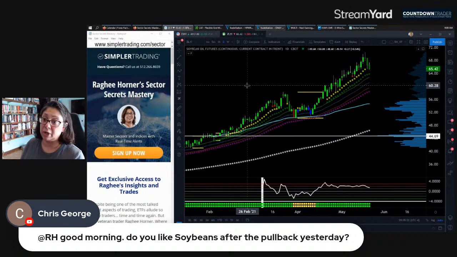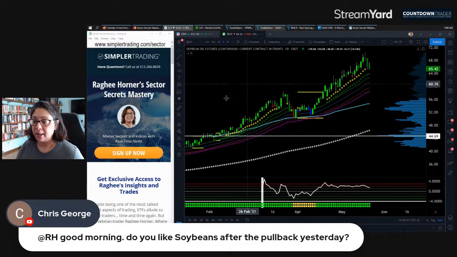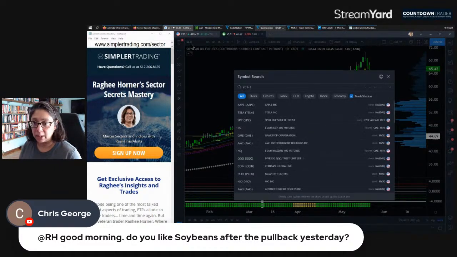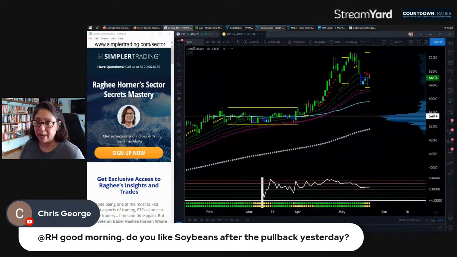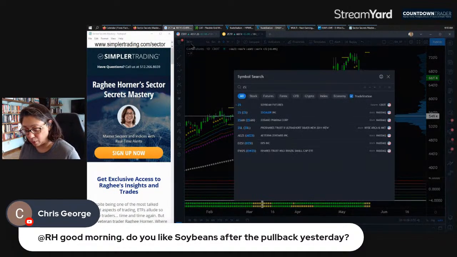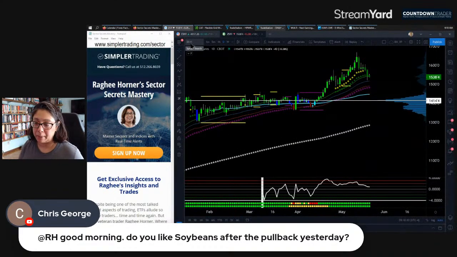You notice the bean oil structure, parabolic, moving down into the 1321 zone, on a very nice uptrend. And so that is definitely something that I like a lot. The structure, frankly, is actually better than even corn. And now that it has pulled back, you'll see it's still a little weak.